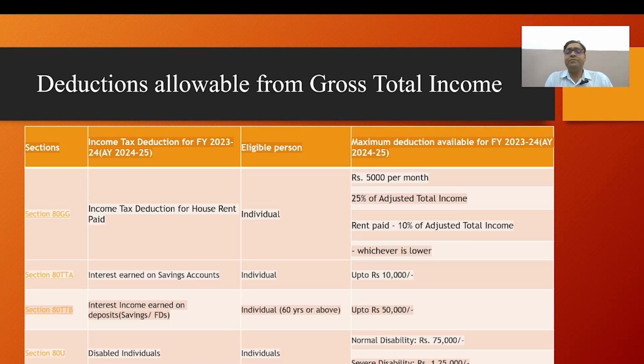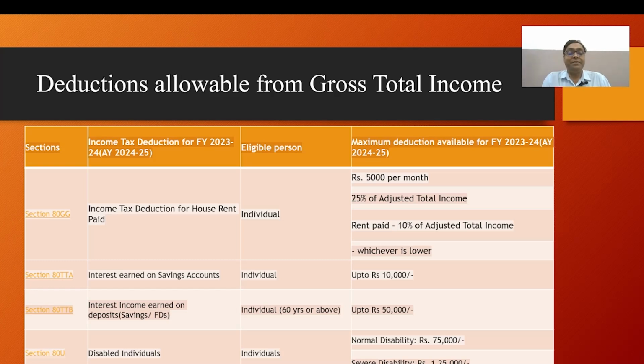The maximum deduction available for the financial year 2023-24 and assessment year 2024-25 is 5,000 rupees per month, or 25 percent of adjusted total income, or rent paid minus 10% of adjusted total income, whichever is lower. Of these three points, whichever is lower will be the maximum deduction available for an individual person and HUF.